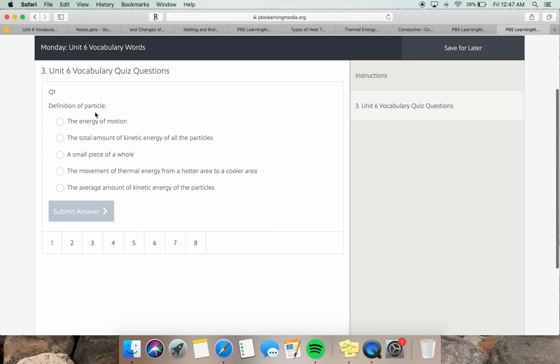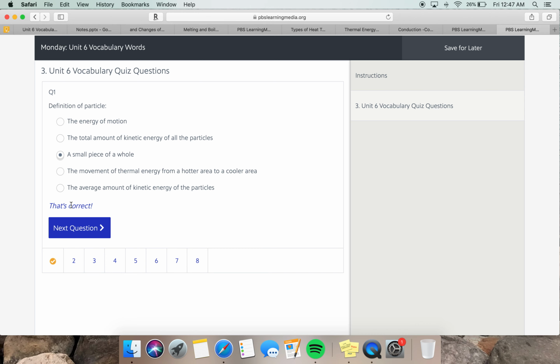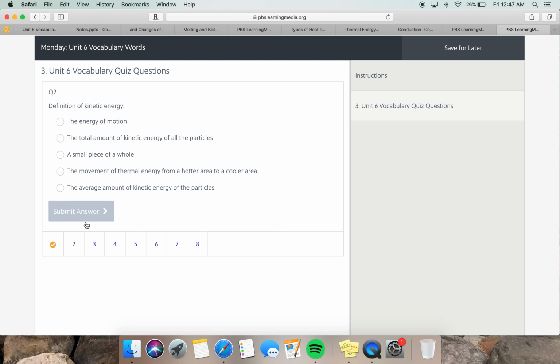So definition of particle. We learned particle is a small piece of a whole. So when you press submit, it should tell you that's correct. Next question. Definition of kinetic energy. Remember, that's the energy of motion, how fast or slow the particles are moving. So kinetic energy is the energy of motion.